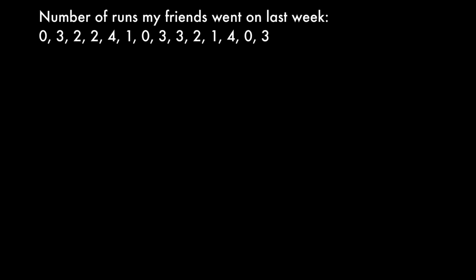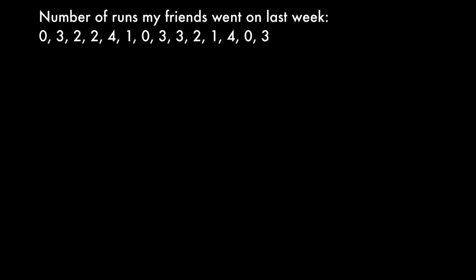So here we have an example of a set of numbers, and this set of numbers represents the number of runs my friends went on last week. So imagine I took a survey of a bunch of people I knew, and this is how many times they went running last week. So this is a nice data set here, but it's not easy to look at at all. It's just a bunch of numbers listed out.